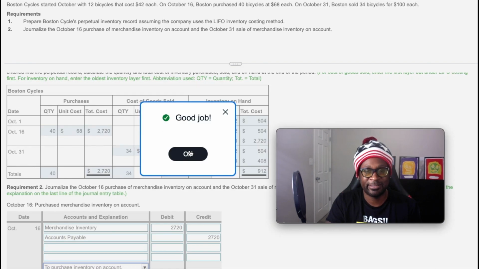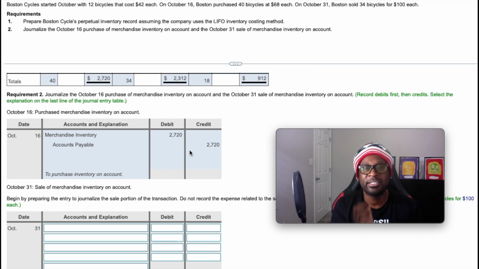Good job, gang. Last but not least, we need to account for the sale from October 31st, the 34 units, remember? Now, anytime you sell an inventory, you always have 2 transactions you have to account for. One to account for the revenue that was earned, and the other to account for the expense that was incurred for selling inventory. Remember, gang, inventory is an asset when you buy it, but the minute you sell it, an expense is created. That expense is called cost of goods sold.